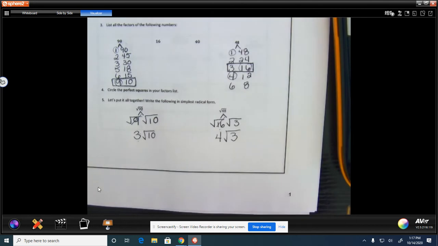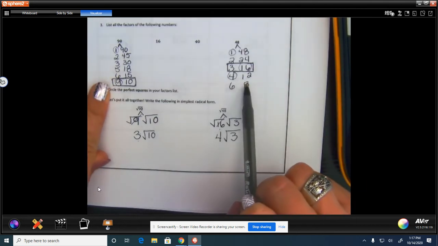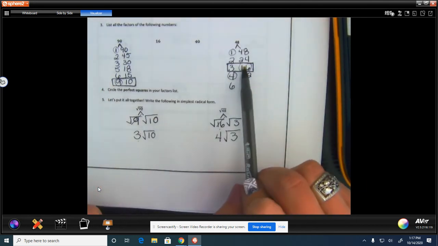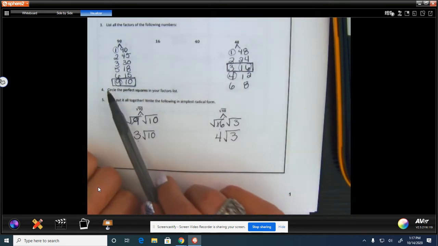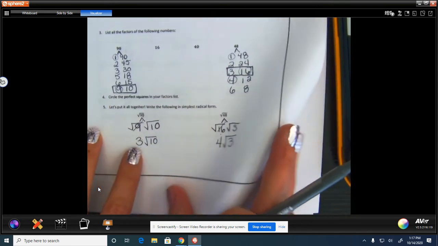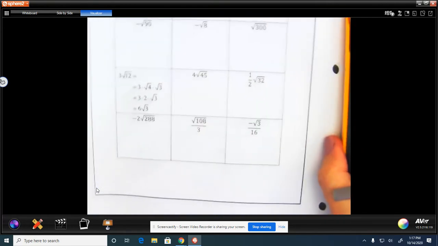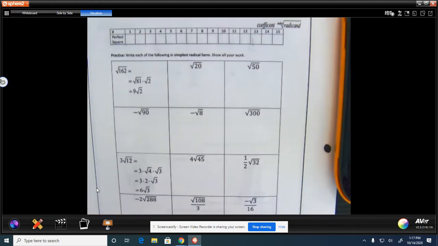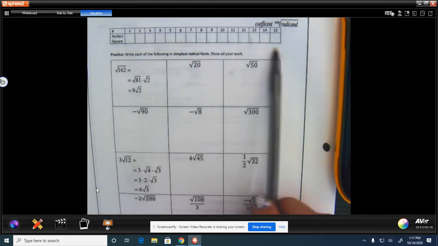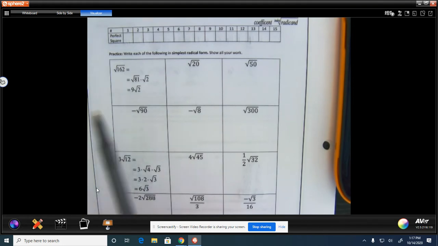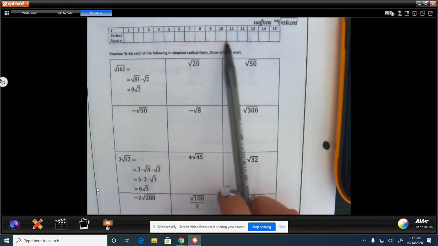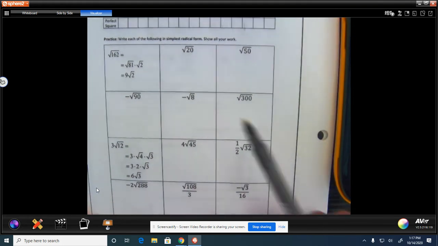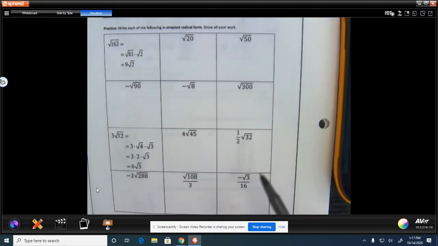Seems simple. As long as you use this foolproof method to list your factors and always use the largest perfect square that you've divided by, you should find success. So let's flip over and check out some of the examples on this page. So now, first thing, I want you to list the perfect squares. Try not to look back at the other page. Try to use your memory or your mental math to fill this in. And let's talk about simplifying some radicals with some other things thrown in here.